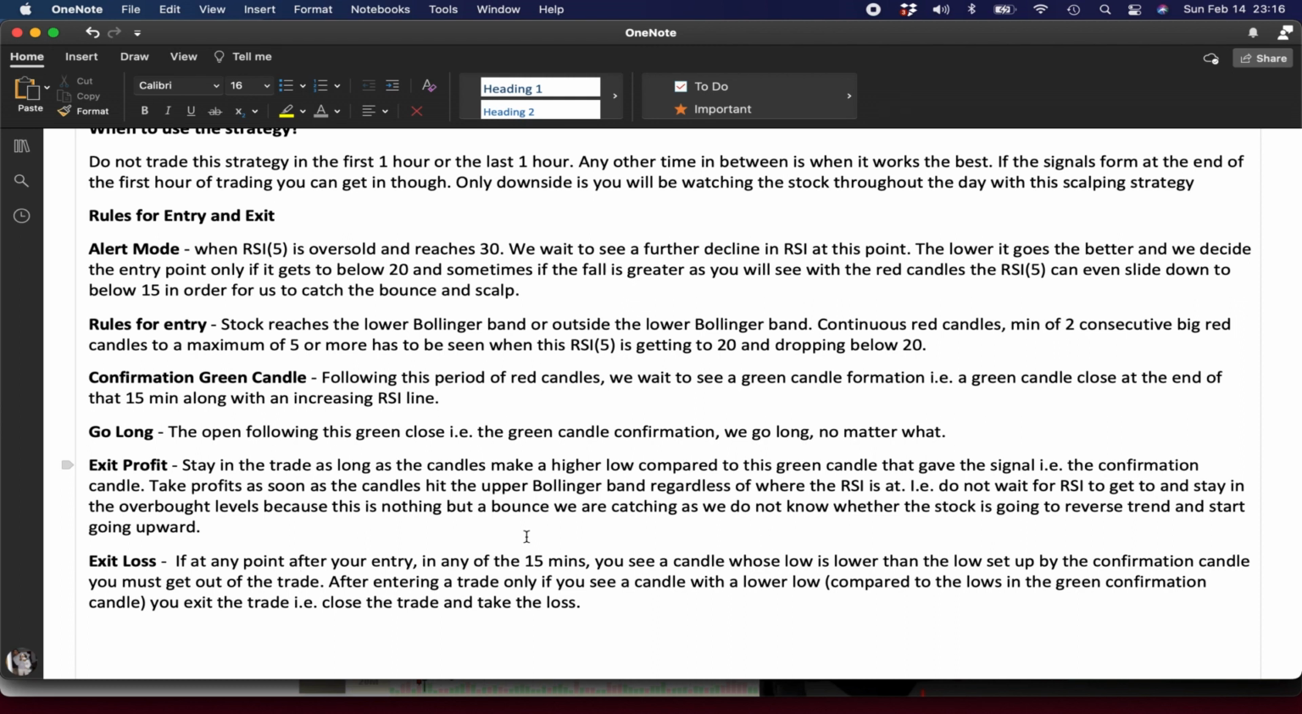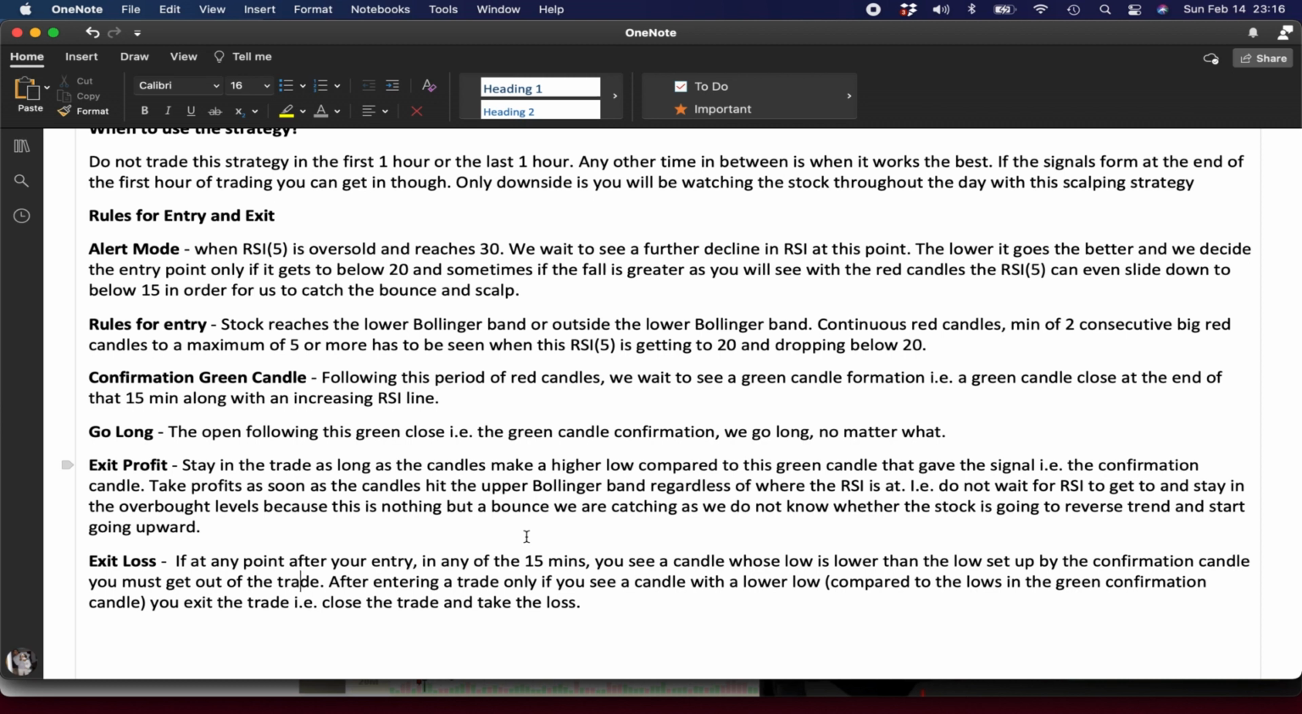The confirmation candle, so you're basically entering at the next 15 minutes when the candle opens after the green candle close. So after entering this trade, only if you see a candle with a lower low compared to the low of the green confirmation candle, you exit the trade. That is, you close the trade and take the loss. And in some cases, this may not even be a loss, but you might walk out with a tiny profit.